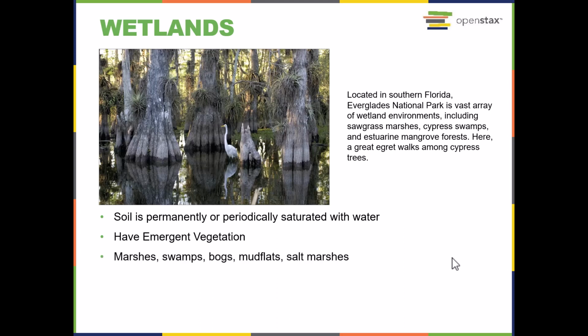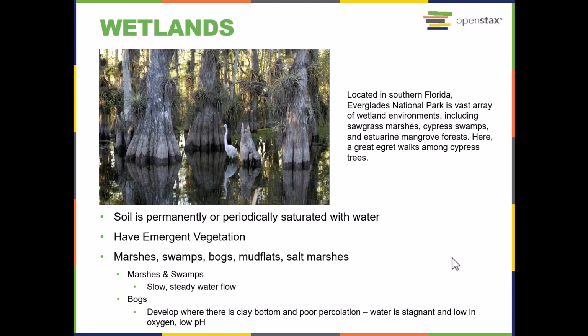Some examples of wetlands include marshes, swamps, bogs, salt marshes, mudflats. And some of the differences, marshes and swamps tend to have slow, steady water flow. So think of the Everglades in Florida. And then bogs are areas where there's a clay bottom, so the water doesn't percolate down, and so it just kind of sits there and becomes stagnant. And because of that, it's very low in oxygen, it's very low in pH. That just gives us a brief look at some of the biomes of the world.